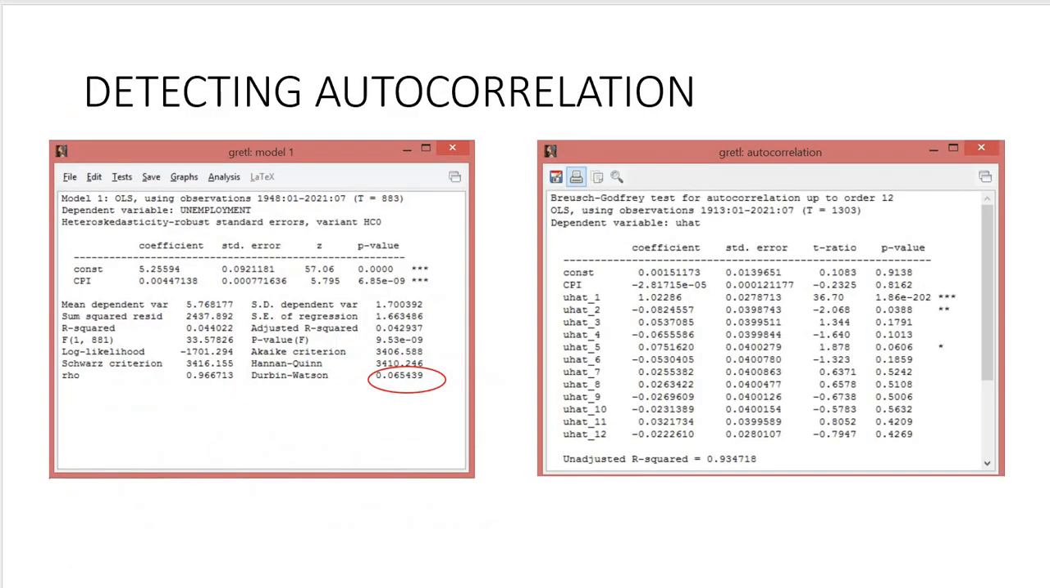Finally, you can use Gretl for running some formal tests in order to detect whether there is autocorrelation bias in your model. First of all, Durbin-Watson statistic is the very basic one. You can find it in the output for any model. And theoretically, if there is no autocorrelation, its value should be equal to 2. If it is higher than 2, then there is negative autocorrelation. If it's lower than 2, then there is positive autocorrelation.